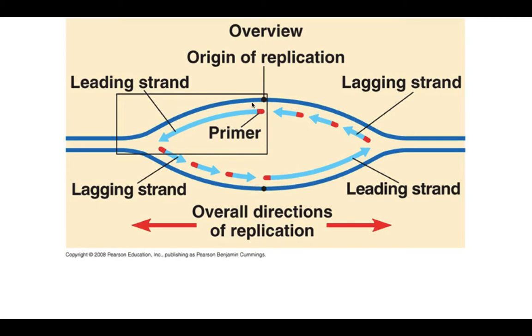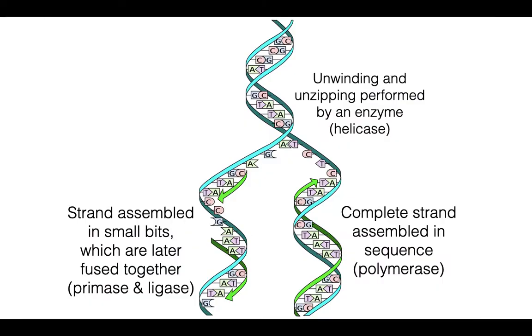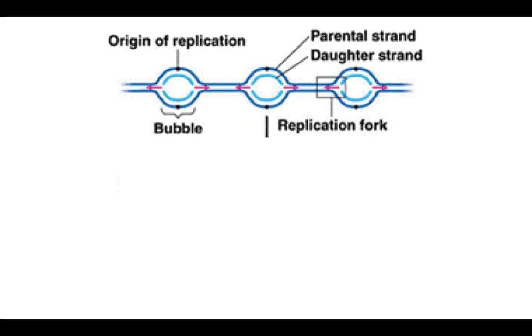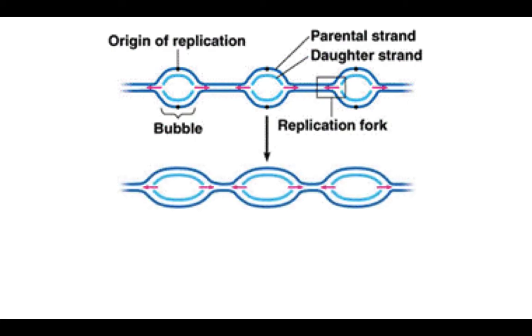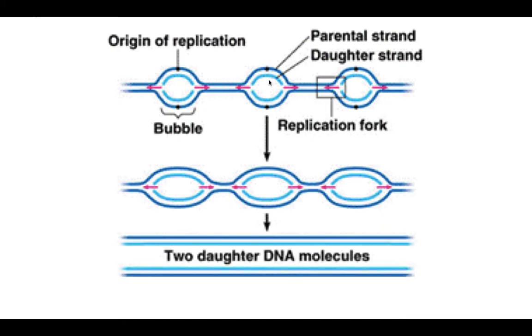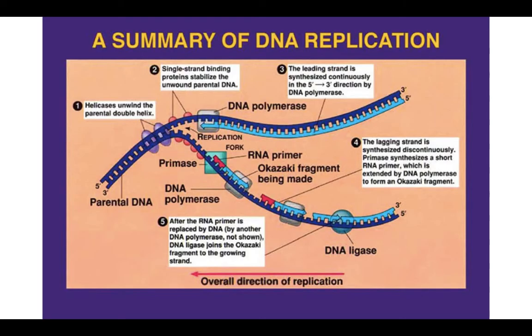So what is the leading strand in one direction is actually the lagging strand in the other direction, and vice versa. So when we look at that together, what we're going to see is these bubbles of replication grow bigger and bigger until eventually they fuse together, and now we have two completely separate daughter DNA molecules. I'm going to jump back a little bit, just look at a couple more images that summarize how this works.